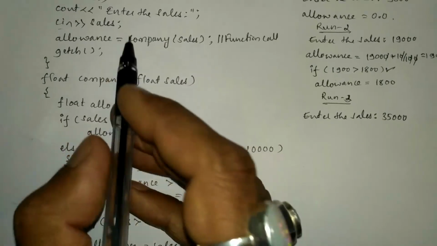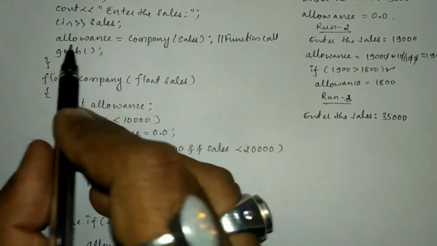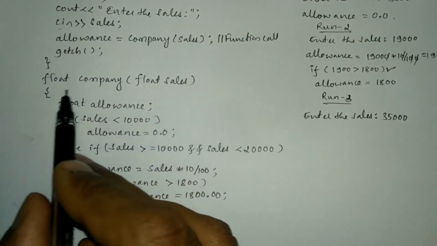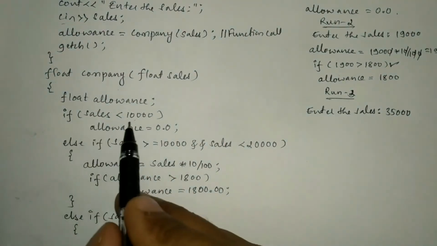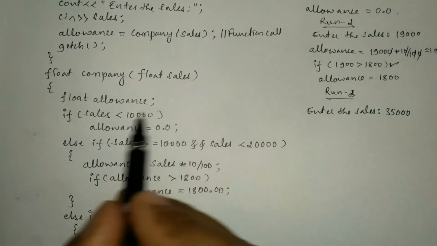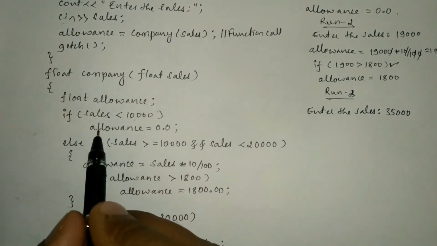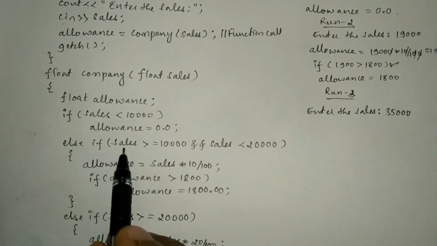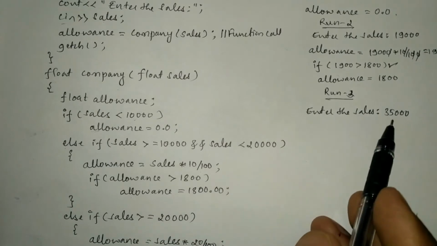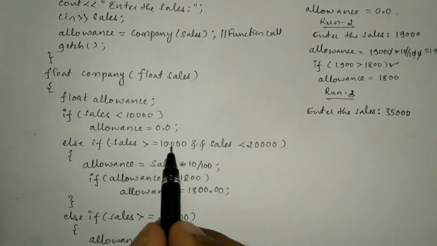So we'll check out all of these conditions. So once the compiler encounters this function call, control transfers to function definition. It is going to check out the first condition. If sales is less than 10,000, 35,000 is less than 10,000, no, condition fails. Once this condition fails, then this particular statement will not get executed. It is going to check out the next condition. Sales is greater than or equal to 10,000. 35,000 is greater than or equal to 10,000.